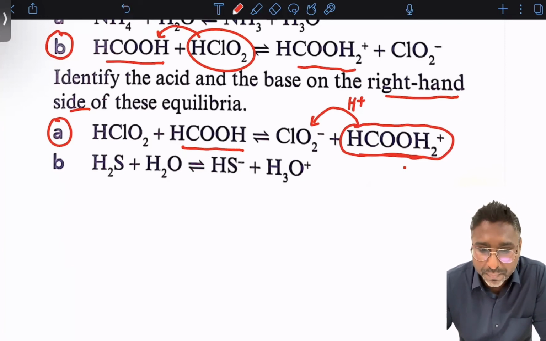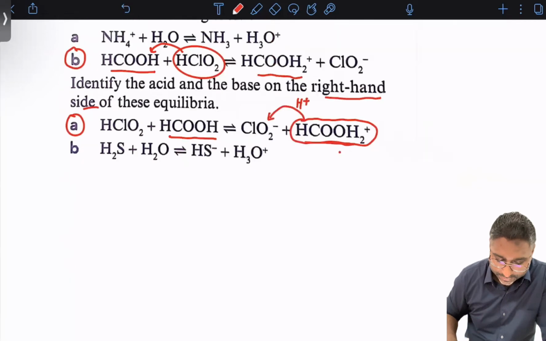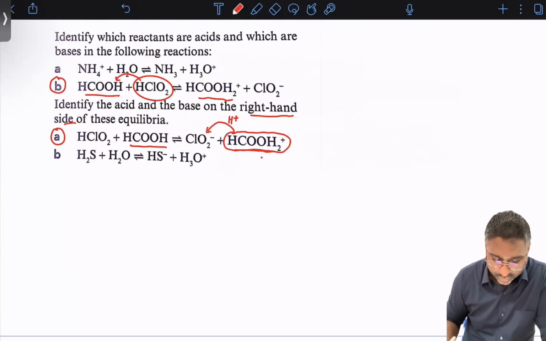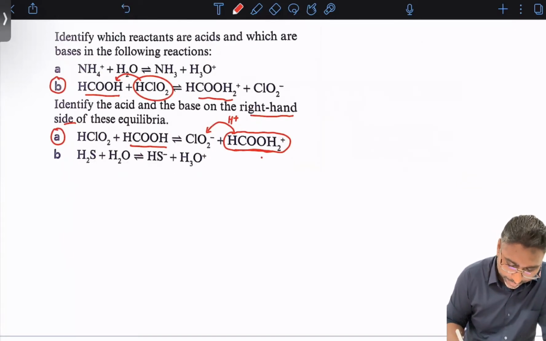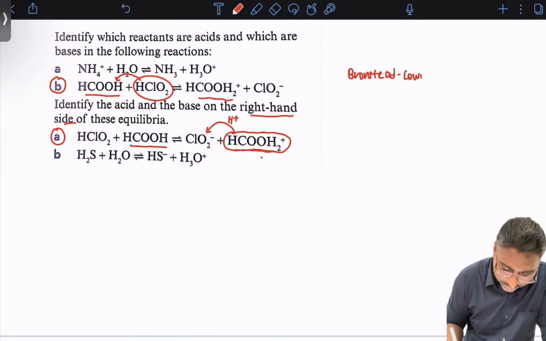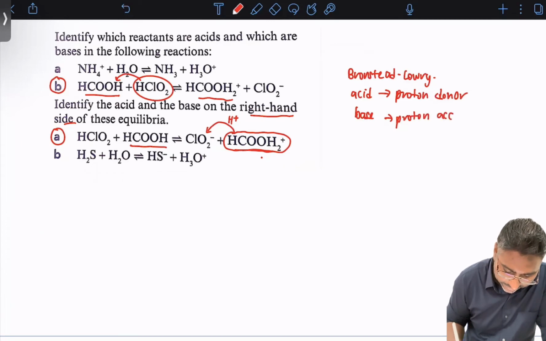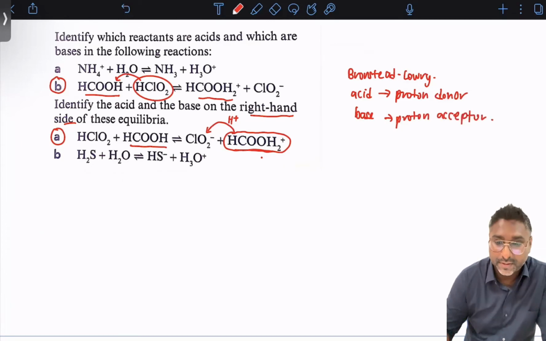So please take note of how to identify which one is acid or base. I'll just write down, according to Bronsted-Lowry's theory, Bronsted-Lowry's theory tells acid and base. Acid is a proton donor, base is going to be a proton acceptor. Just like that. So this one, just remember.